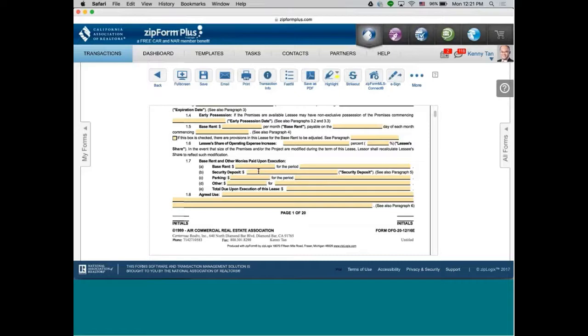Security deposit, parking in terms of the amount and the period. So if you add up A, B, C, and D, this will be the total that is due at the time of signing of the lease. So that means the first check that you receive from the tenant, if you're the landlord, will consist of A, B, C, and D.